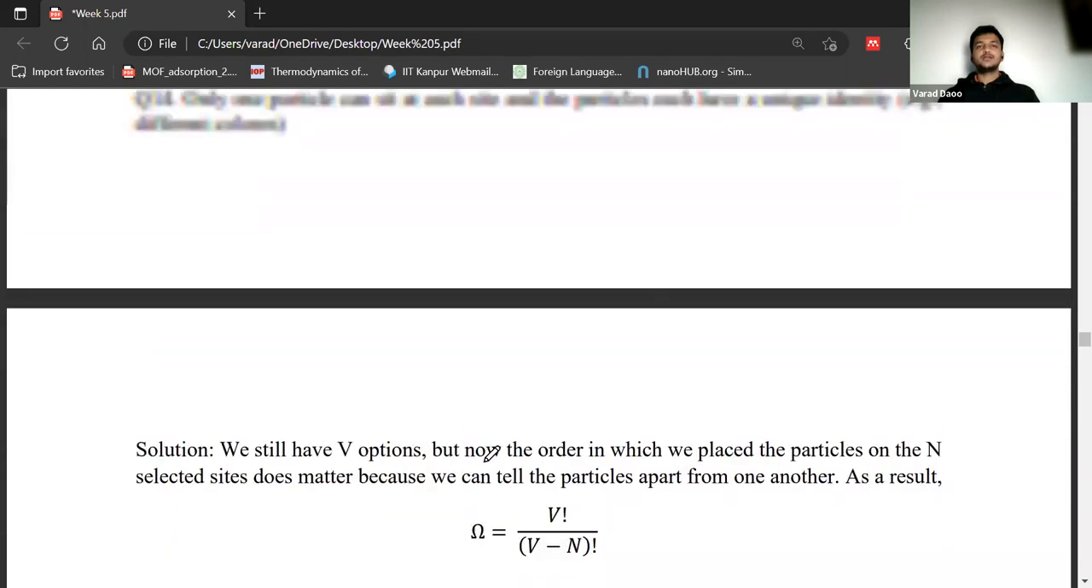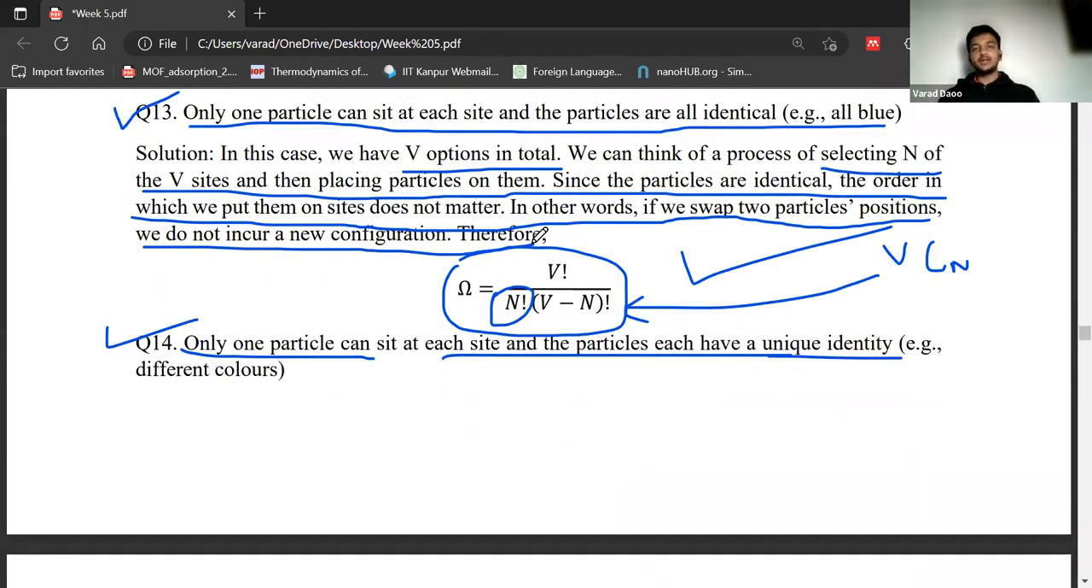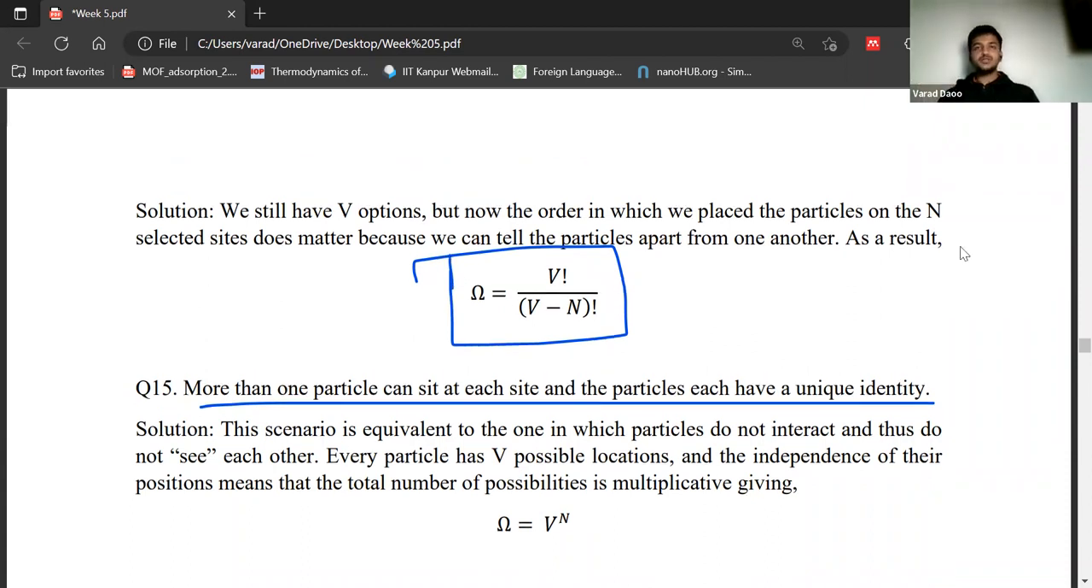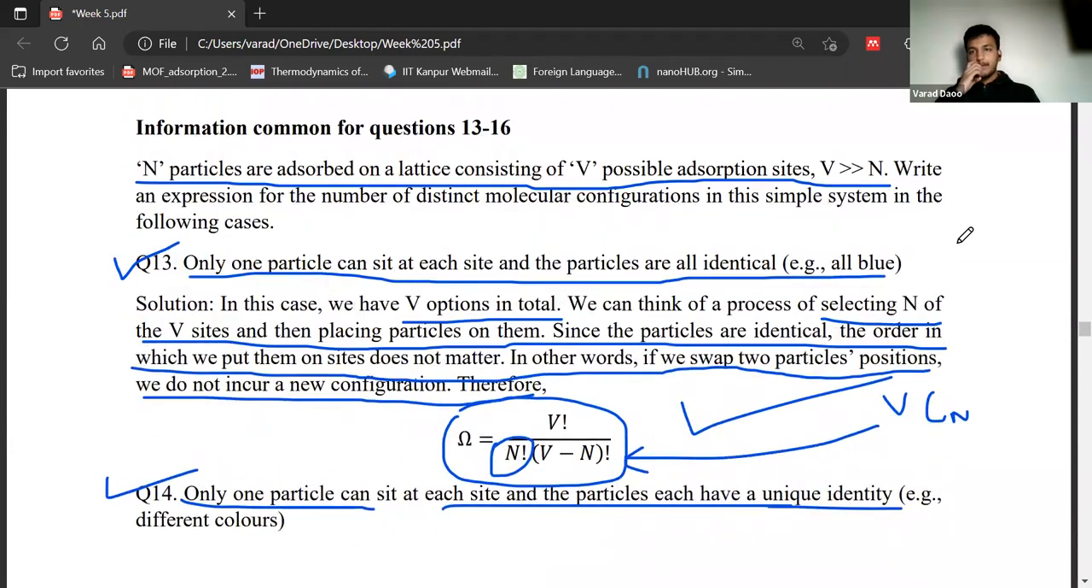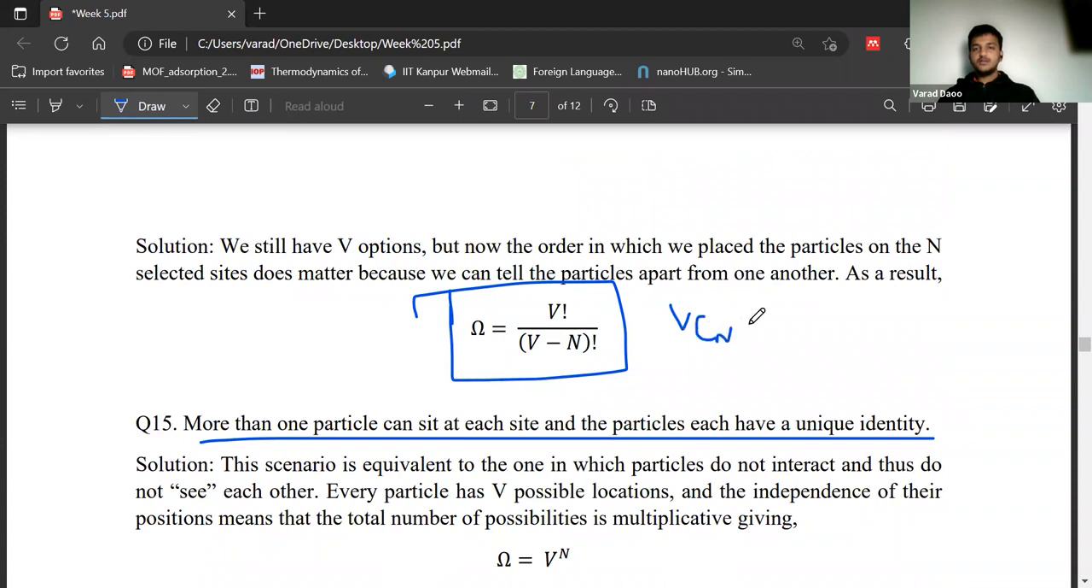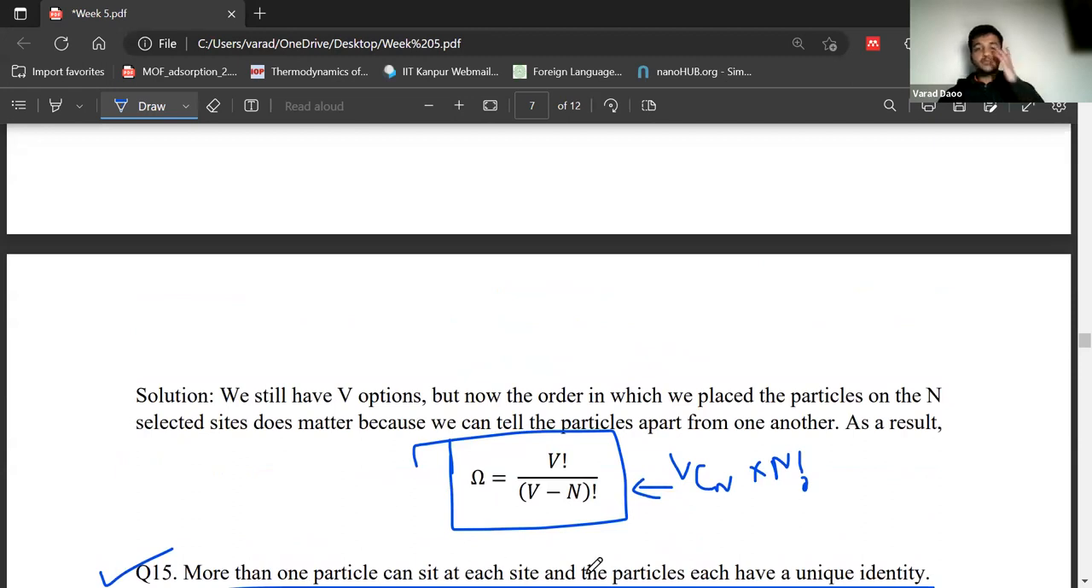Okay, the correct answer is this: because the balls are not identical, they are distinguishable, we just multiply by n factorial. So the correct answer will be nothing but this: the total number of ways of picking n points from B points, BCn, multiplied by n factorial. Okay, the next question is this: more than one particle can sit at each site, and the particles each have a unique identity. You can try it out.